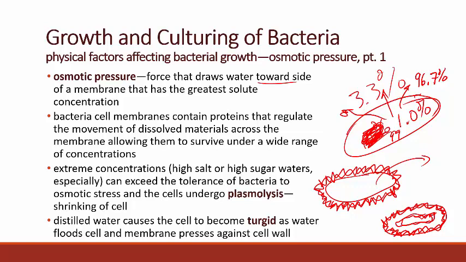That is a cell that has undergone plasmolysis. So extreme concentrations like high salt or high sugar are going to exceed the tolerance of bacteria for osmotic stress, and they'll plasmolyze. But if you put it in distilled water, on the other hand, so now if we take this cell and put it in distilled water, water will move in, but at some point, the pressure that the cell wall exerts is going to prevent any more water from coming in.